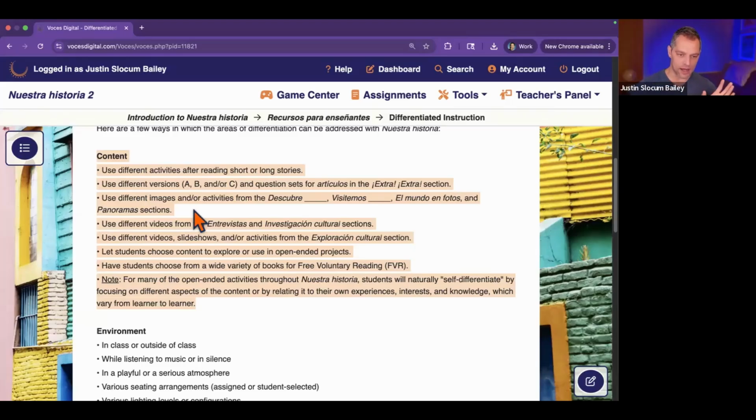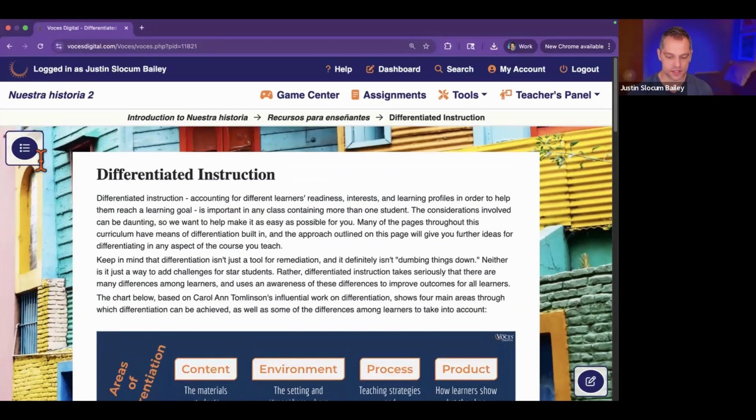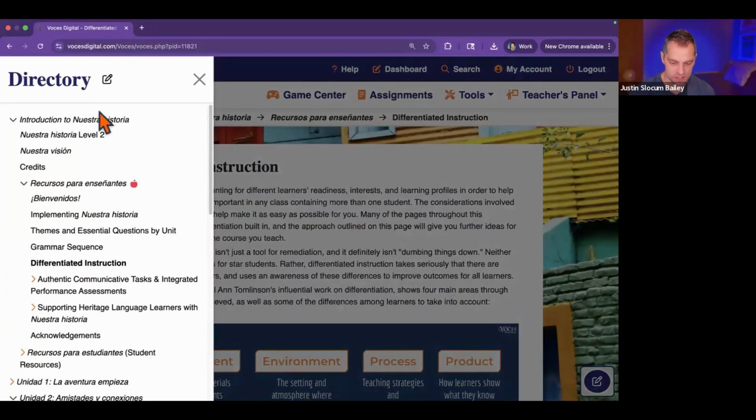So I would consult this not just to figure out, okay, how am I going to differentiate for different students, but also just to see, hey, what are some ways that I can work in some variety and sometimes spend more time on a certain section or story and sometimes less. Again, that's in the directory: introduction, resources for teachers, differentiated instruction.